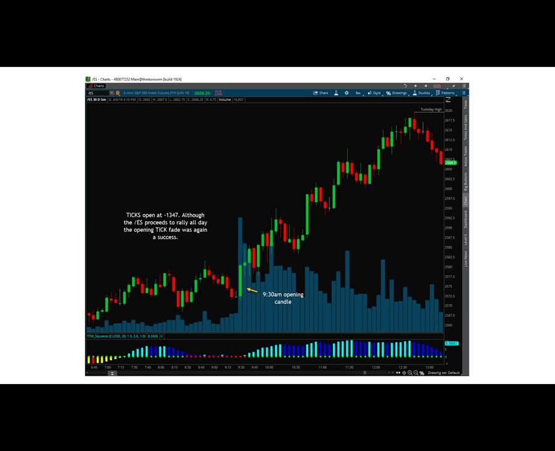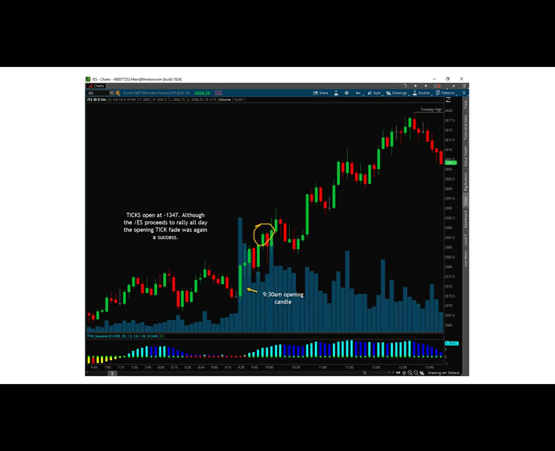And the ES rallied all day this day. But as you can see, although the ES proceeds to rally all day, the opening tick fade trade was again a success. So the opening bar here, and then it didn't lose momentum until what would have been 9:55, which is here, and we did have this sharp decline here also. I believe that is exactly where that was. It's the 9:30, 35, 40, 45, 50, 55.